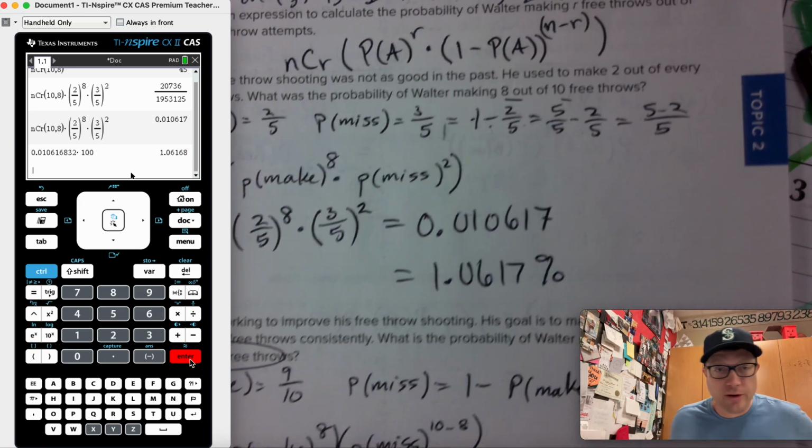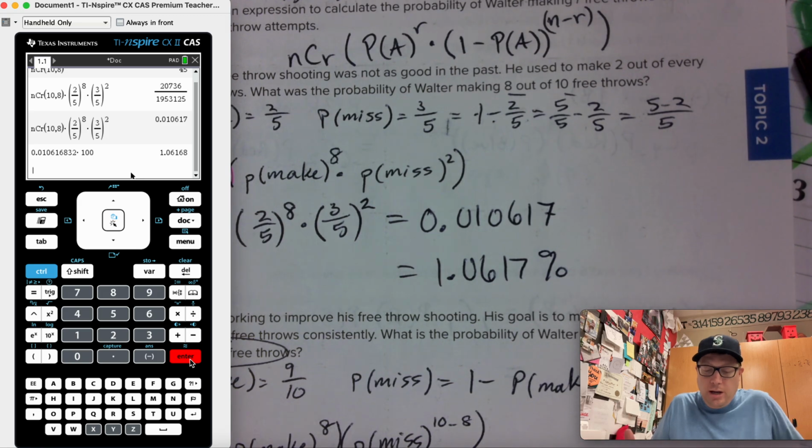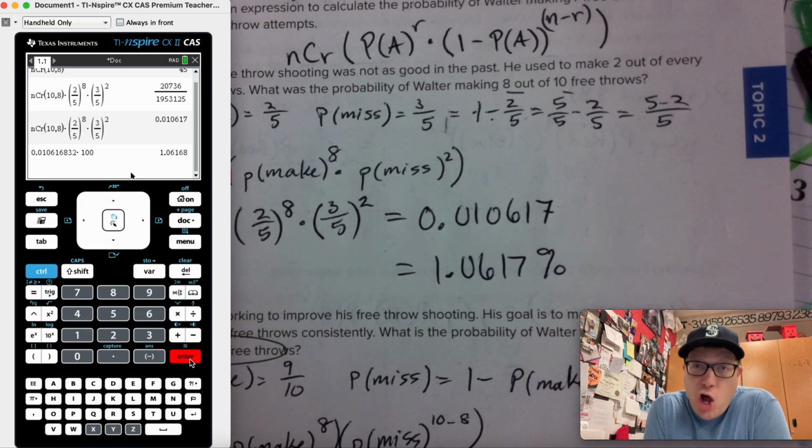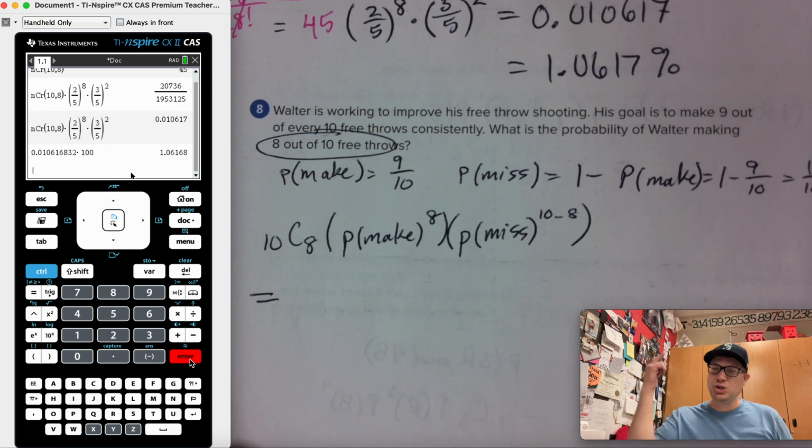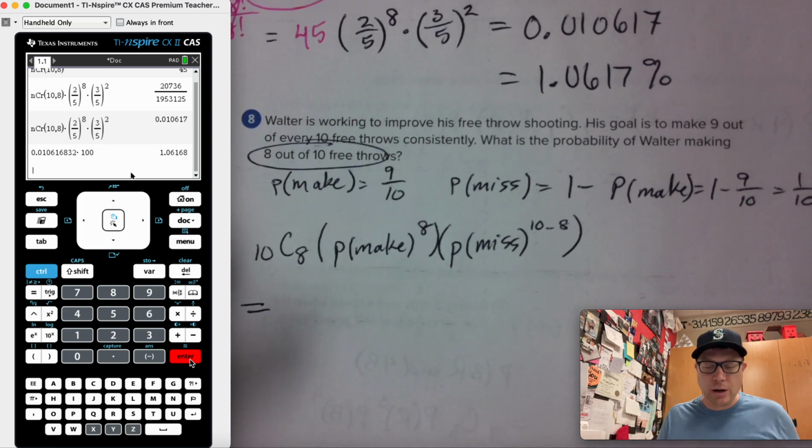He was not a good free throw shooter. And this is where we would say, yeah, he probably is not going to make 8 free throws out of 10 shots if his free throw percentage is so bad. But then it improved. You go, Walter. Look at you putting in work.